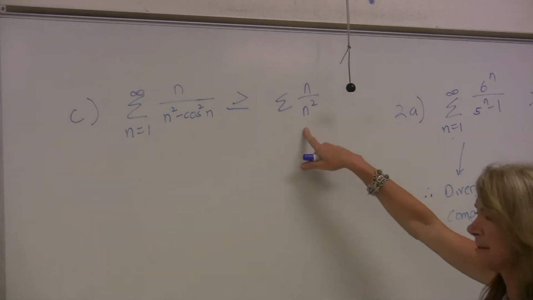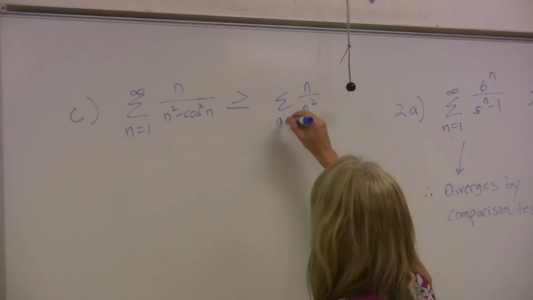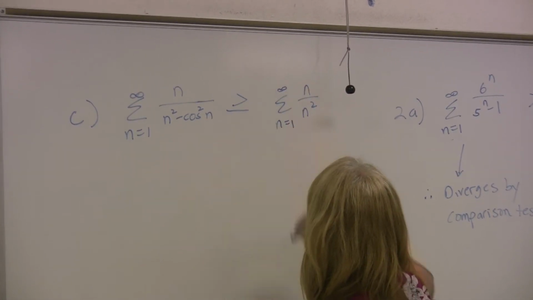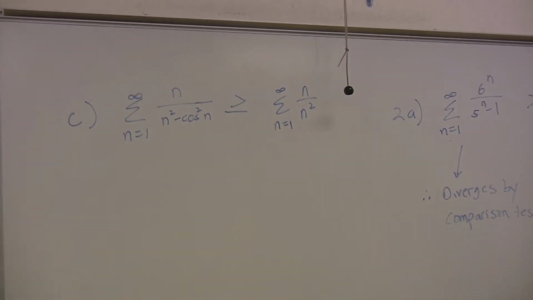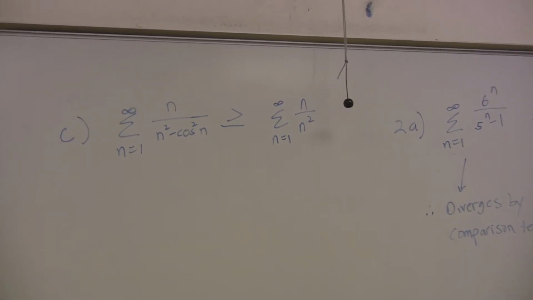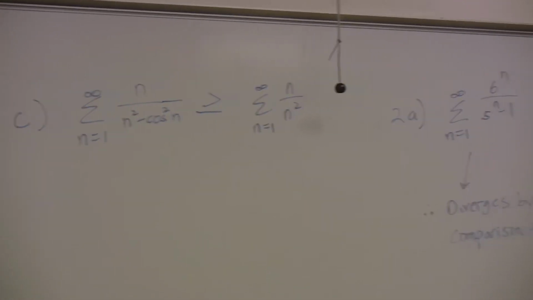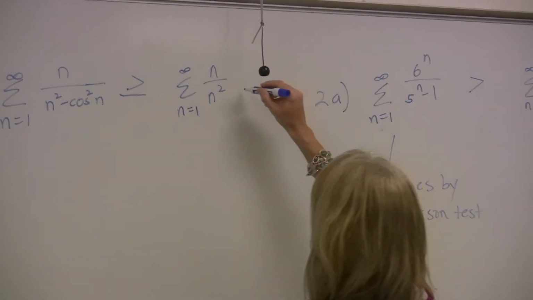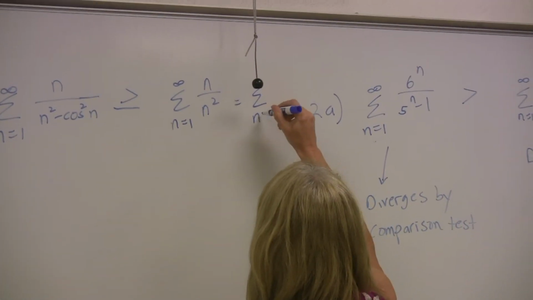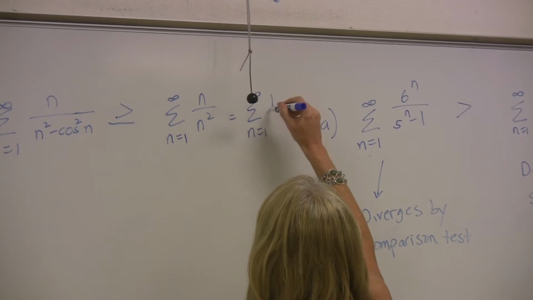What series is this? We could do G series. We can call it a P series, but I think we would need to simplify it first. Harmonic. It's the harmonic series. It's also a P series. If you simplify this, that's 1 over n.